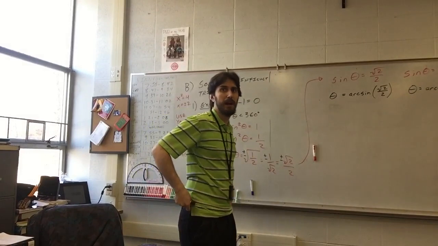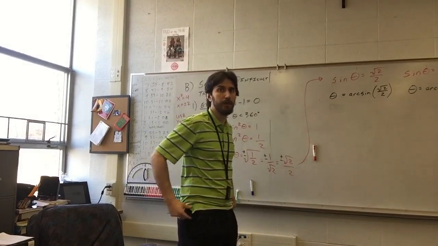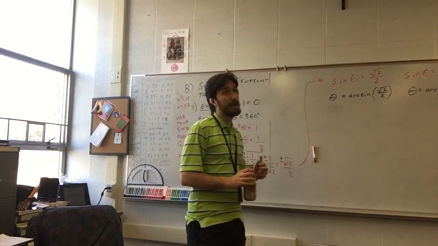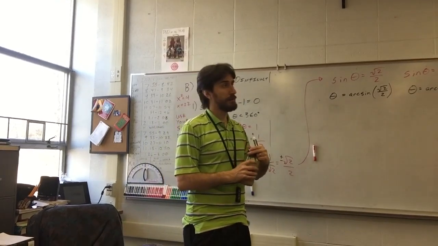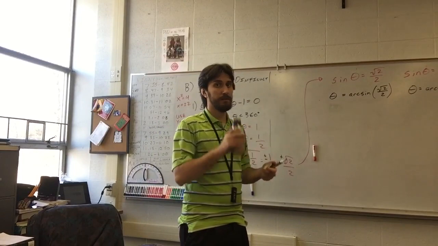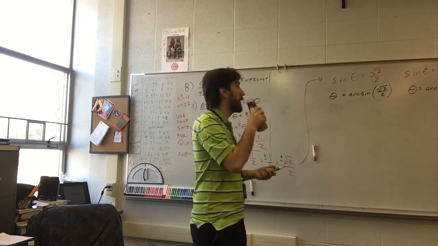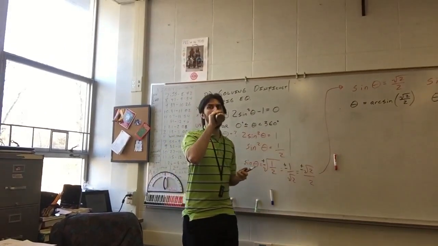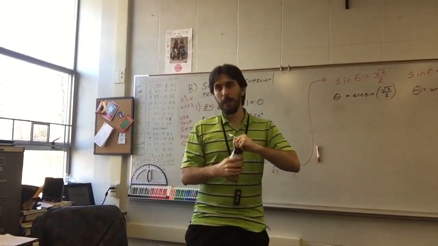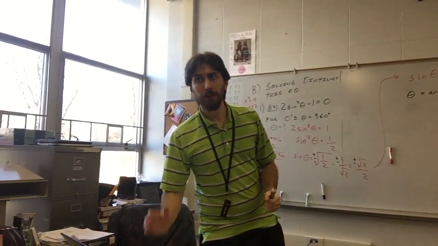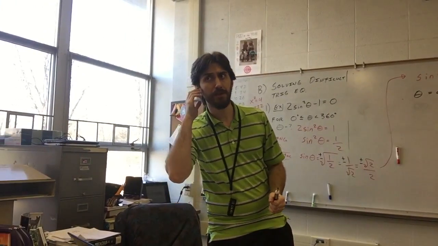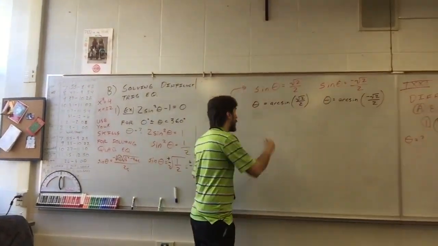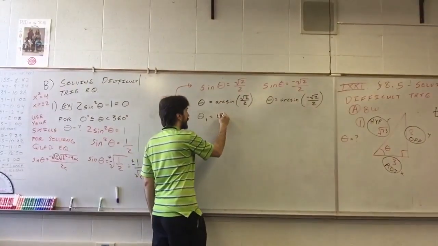Square root of 2 over 2. What angle produces square root of 2 over 2? Since this is sine, right, for the y value. Pi over 4. Oh, well, in this case, degrees. Oh, 45. Yeah, 45 degrees is square root of 2 over 2. So our first answer is 45 degrees.